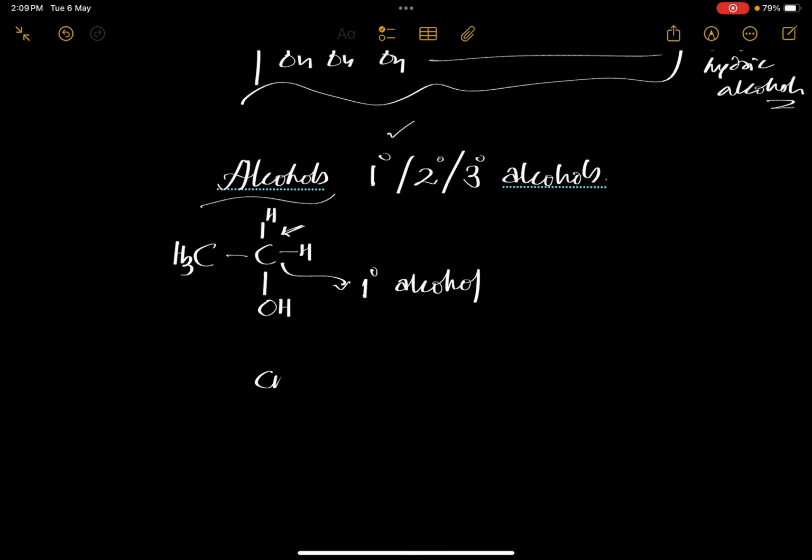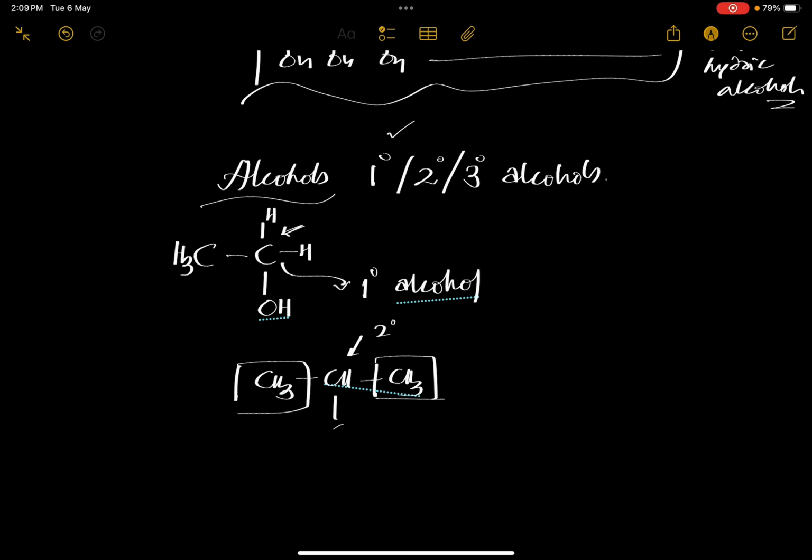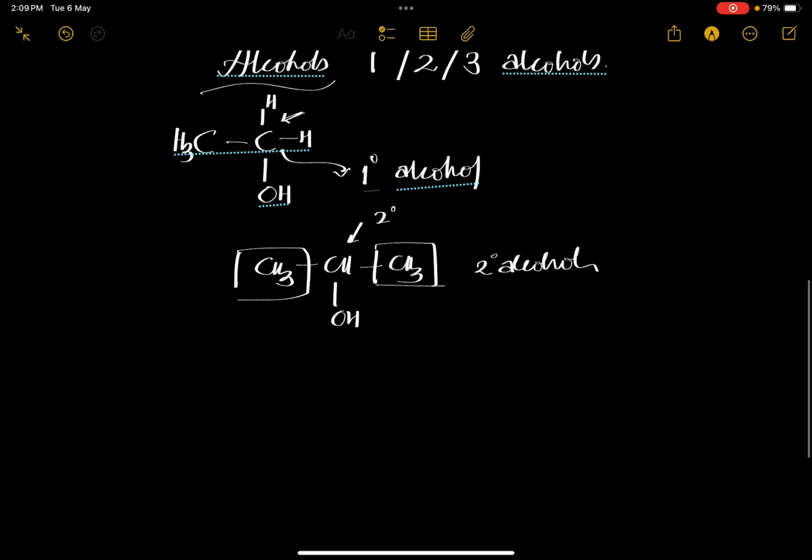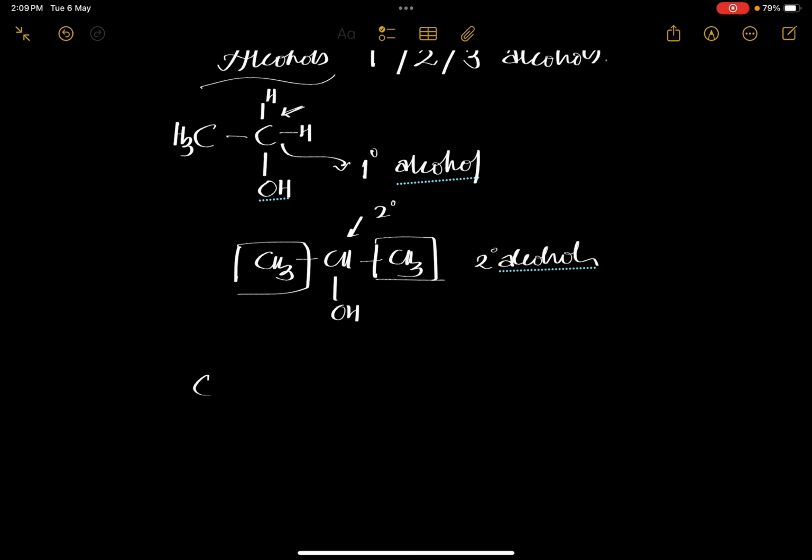In the same way, if you look at this one, this carbon is a secondary carbon because it is attached to two alkyl groups. If OH is attached here, it is secondary alcohol. Simple, right? If a carbon is attached to three other carbon atoms, it is tertiary carbon. And to this, if OH group is there, you can call this tertiary alcohol.